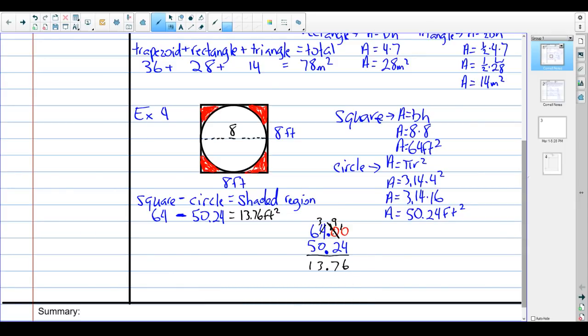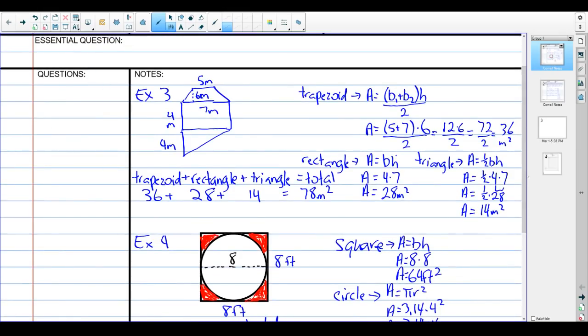Alright, so make sure to write some questions. How do I find the shaded region? How do I find composite area?